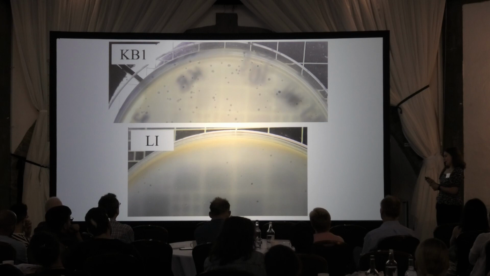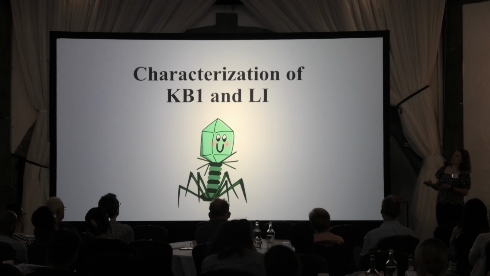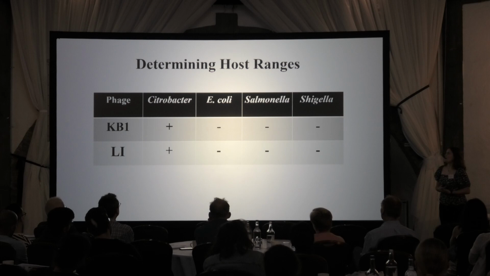Once we did that, one of the important things, especially looking forward to phage therapy and things like that, is characterizing these phages, which is a focus of our lab: characterizing these environmental phages. We focused on Citrobacter, like I said. We also tried E. coli, Salmonella, and Shigella, which are closely related, and found that KD1 and LI are both only Citrobacter specific.